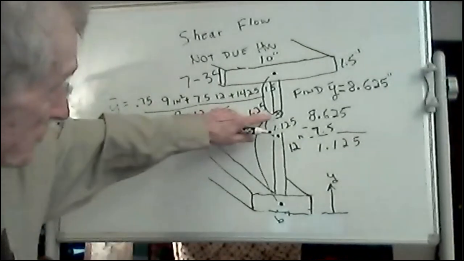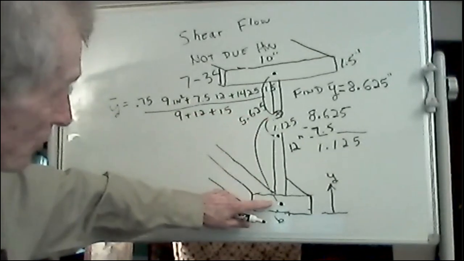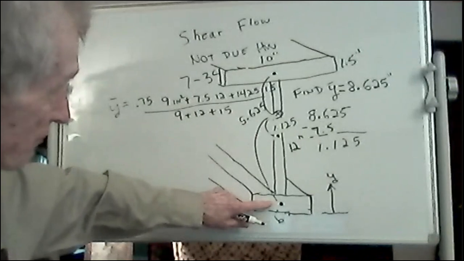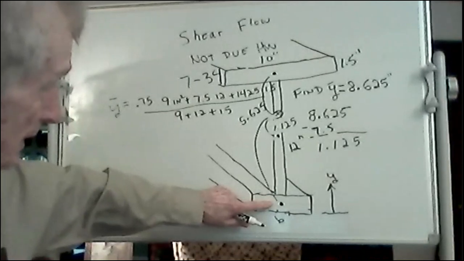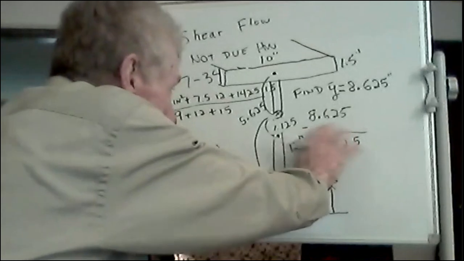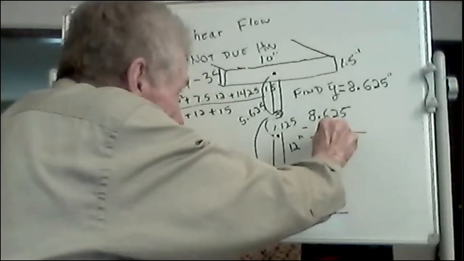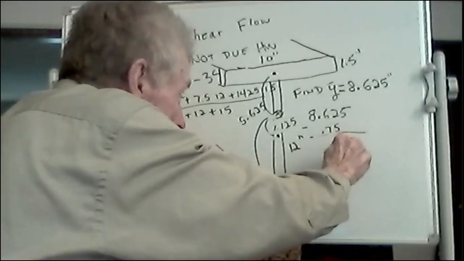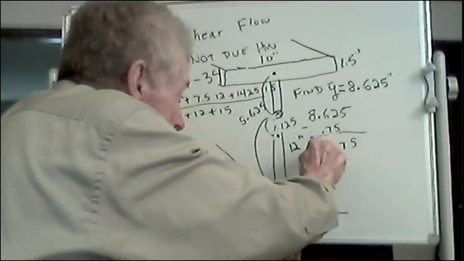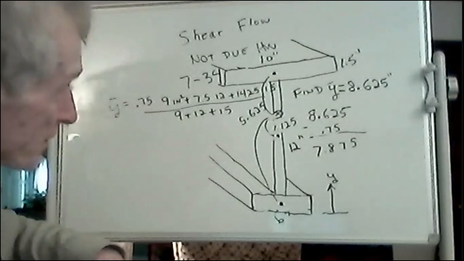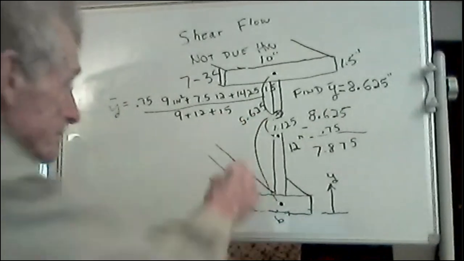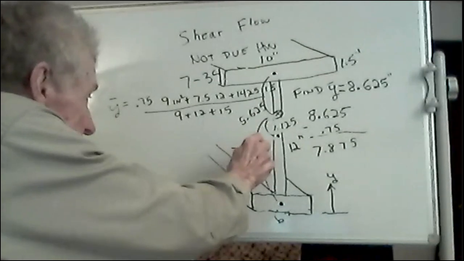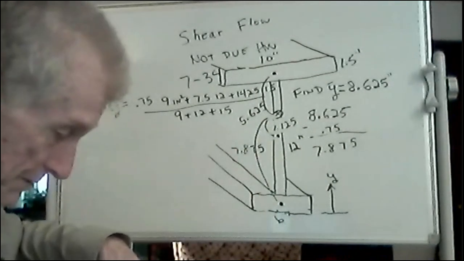1.125. Now, finally, I need this distance from here down to here. Okay. Well, that'd be 8.625 minus 0.75, right? You get 7.875. The distance from here all the way down to here is 7.875. Okay, I might have it right now.